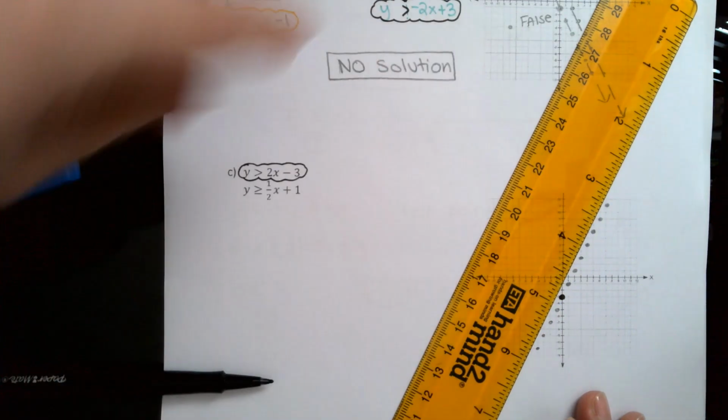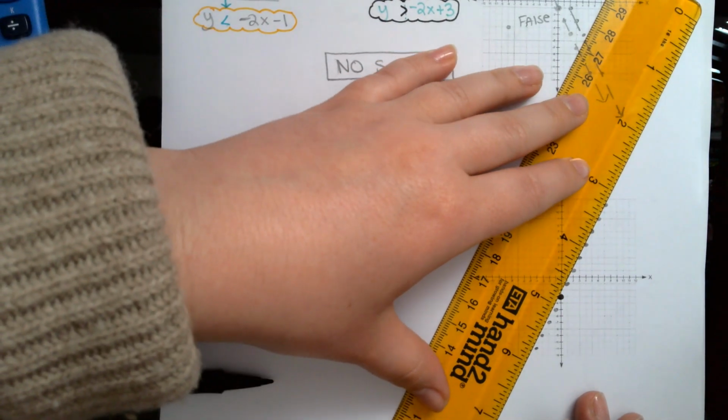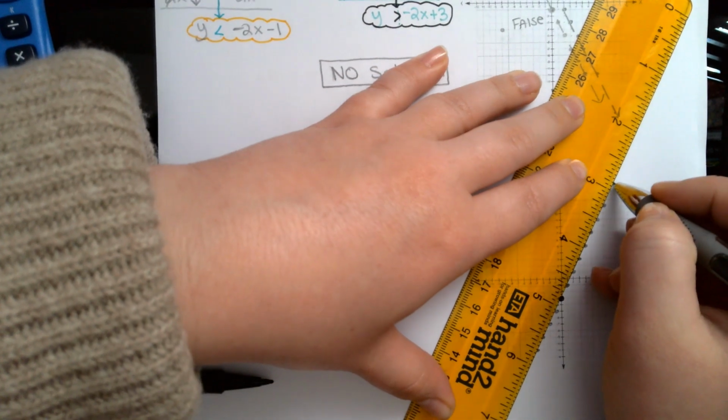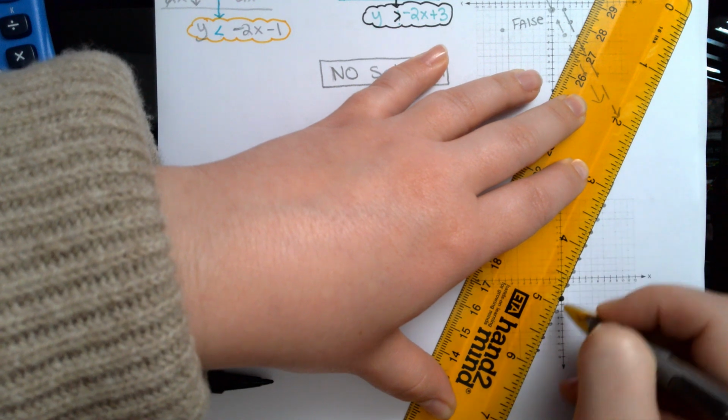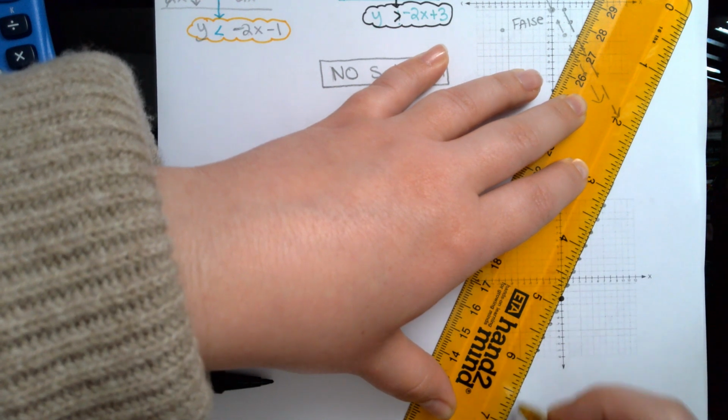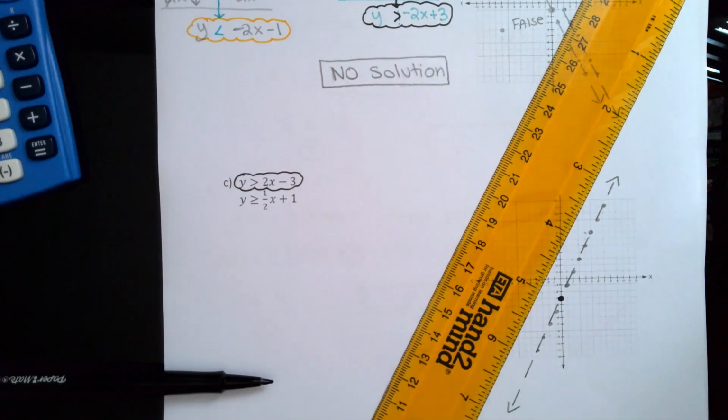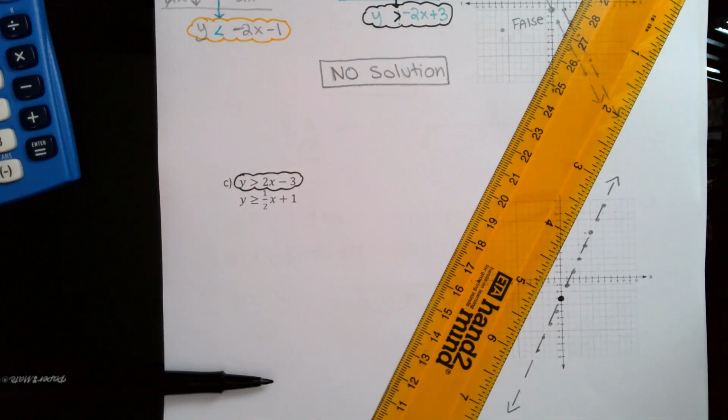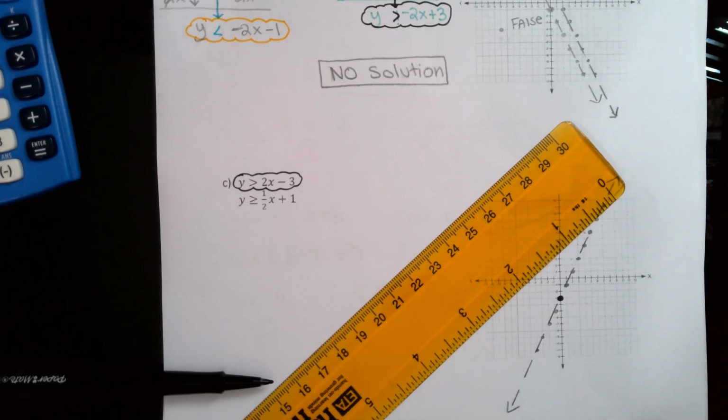Solid or dotted, let's take a look. There is no line there, so that means we are going to be dashed here. Make sure you extend it and give me arrows. And then we have our next one.